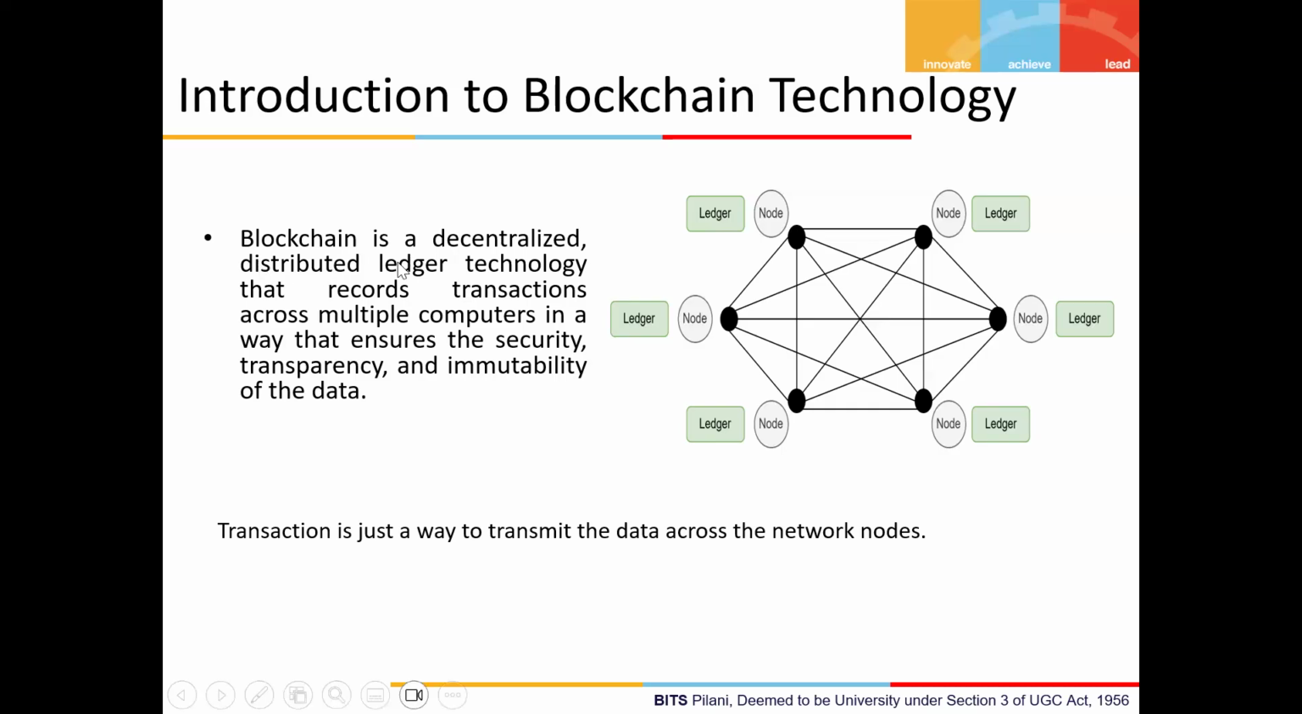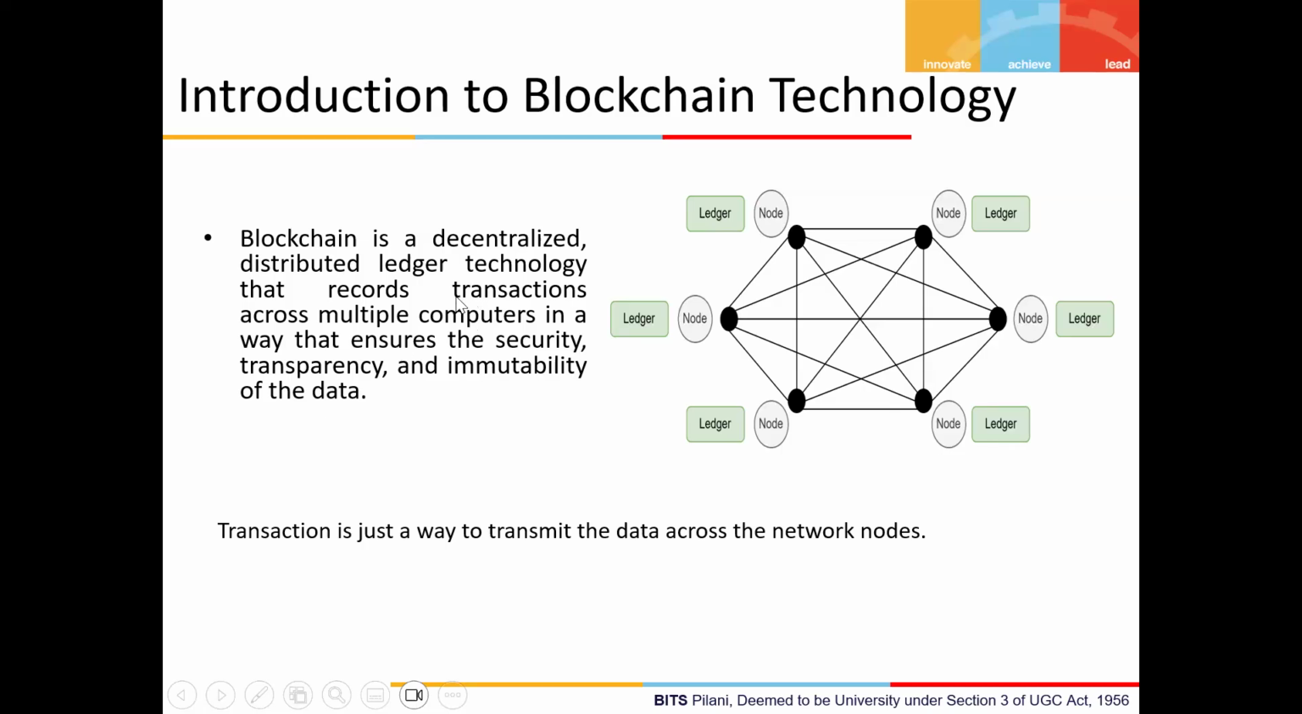So the definition that we can say is: blockchain is a decentralized distributed ledger technology that records transactions across multiple computers in a way that ensures the security, transparency, and immutability of the data.